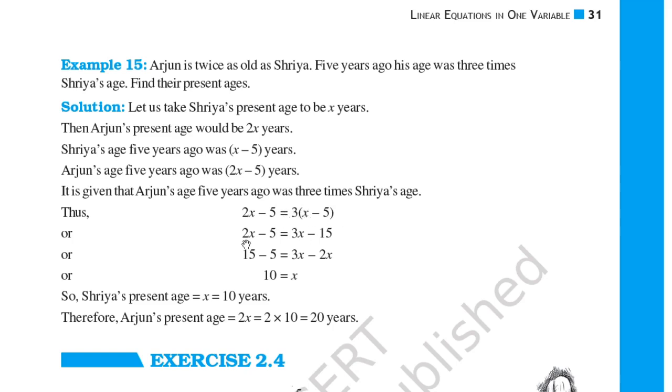So on solving this, we get 2x minus 5 is equal to 3x minus 15. When we multiply 3 into 5, it becomes 15. So simply they have transposed this 15 here, and this 2x on the RHS. So x is equal to 10. So Shreya's present age is equal to 10 years. So Arjun's age will be 20.